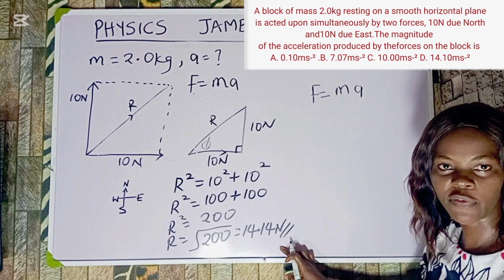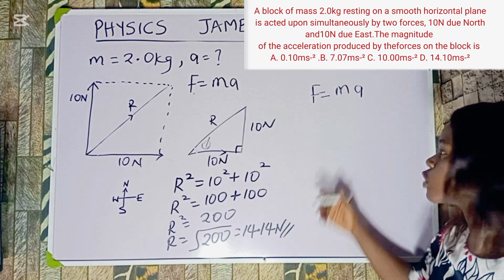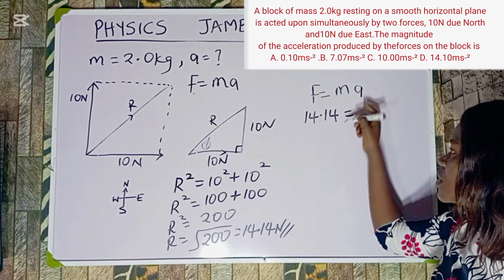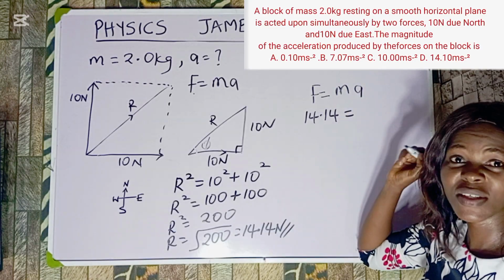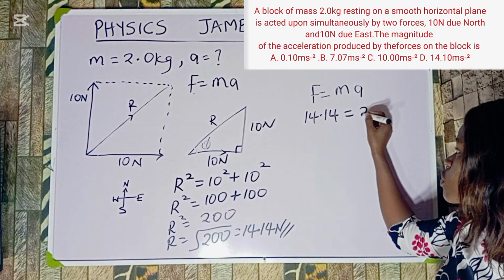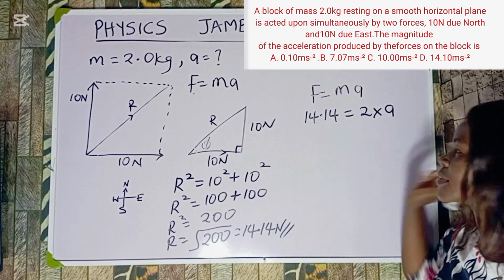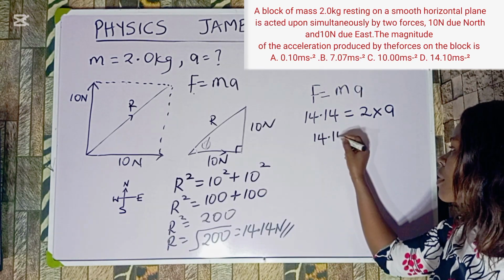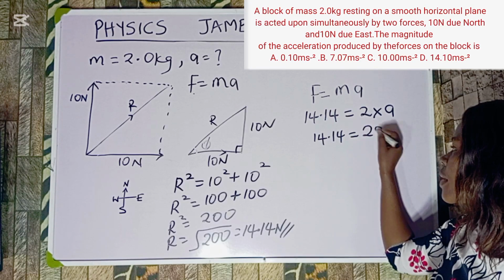So let's solve. We say that F is equal to ma, right? So my resultant force is gotten as 14.14. So I have 14.14 is equal to, what's my mass? In the question it is given as 2 kilograms. So this is 2 multiplied by what? A. Okay. Now this is 14.14 is equal to 2a.